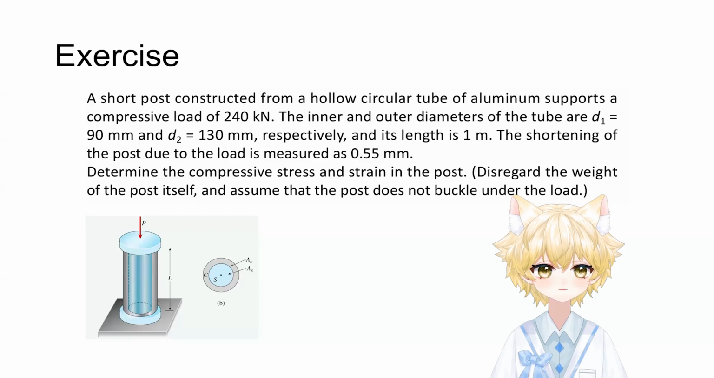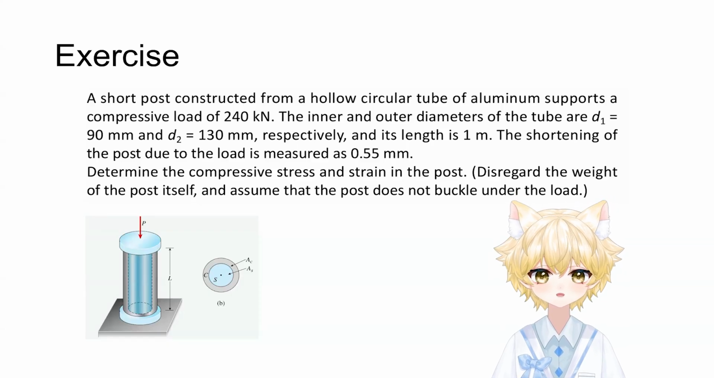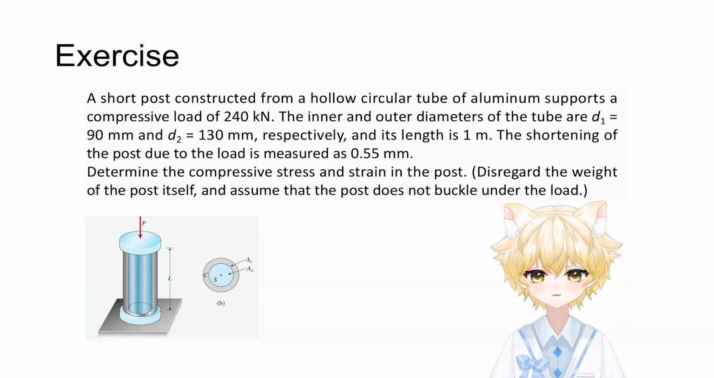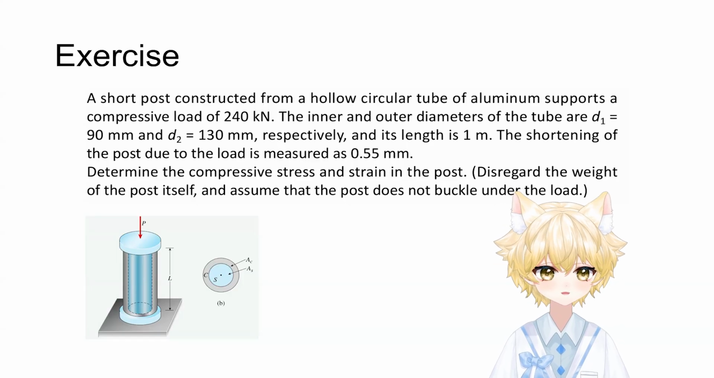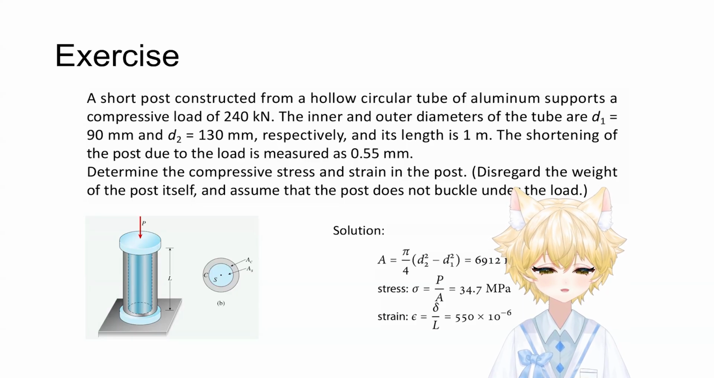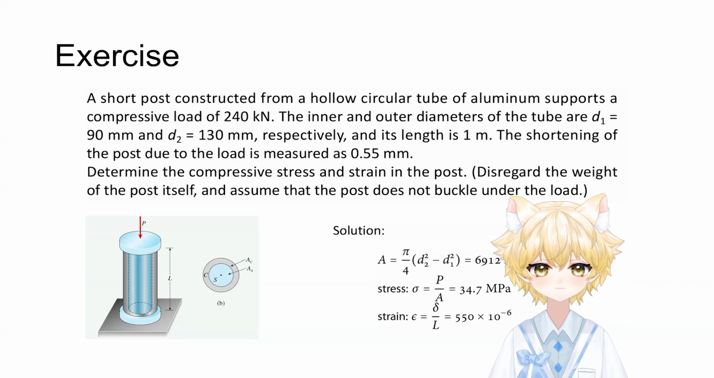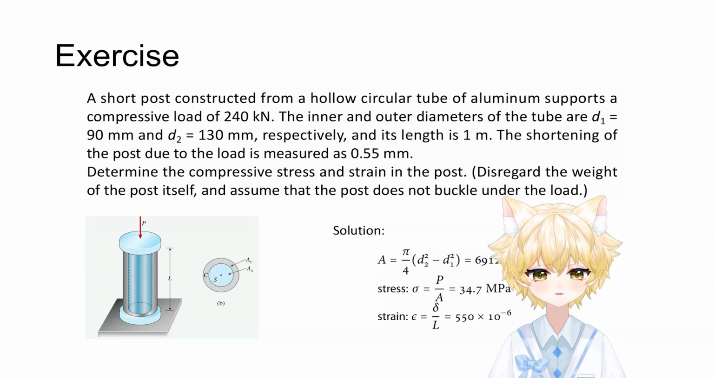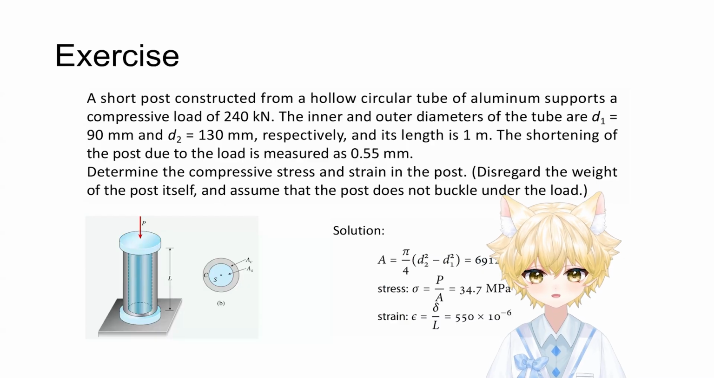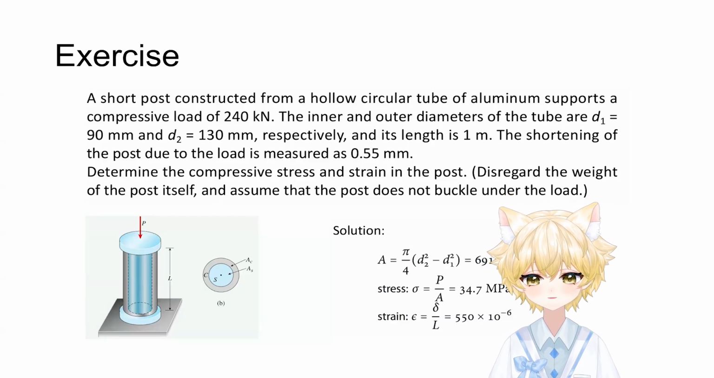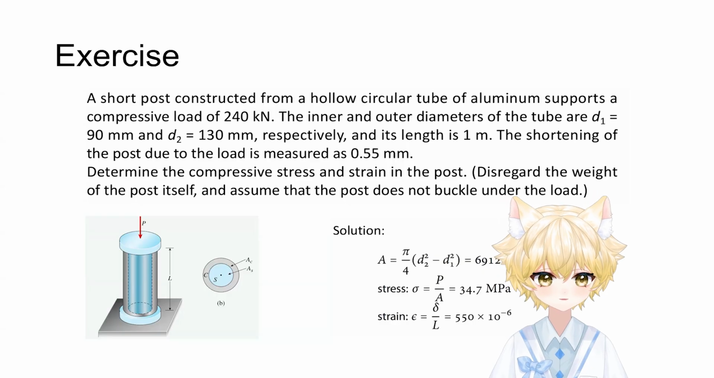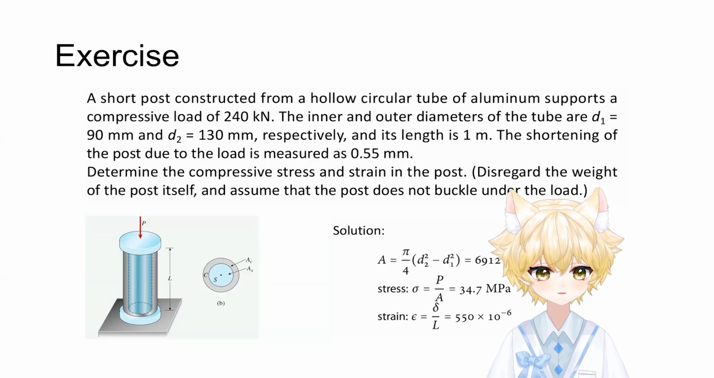I have put a simple practice problem on the screen. We have a hollow aluminum tube supporting a compressive load, and I want you to determine the compressive stress and strain. Well, to find the stress, it's a direct application of our formula, force divided by area. The only thing you need to watch out for with this geometry, since it is a hollow tube, right? Make sure you calculate the area of the solid ring. It's actually the outer circle minus the inner circle, right? It's not the whole disk.